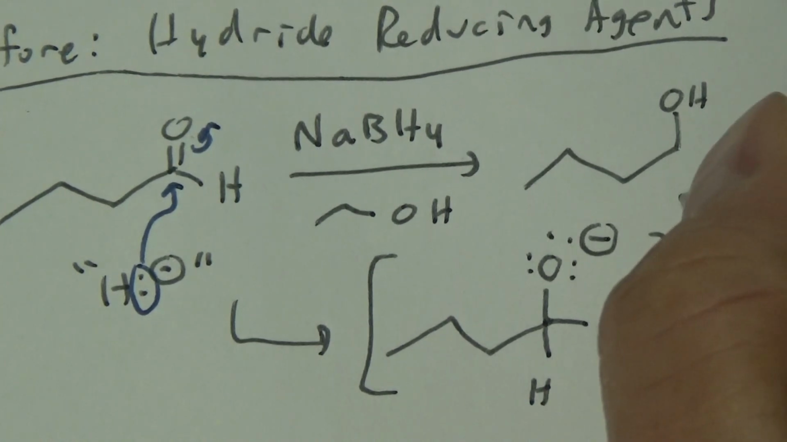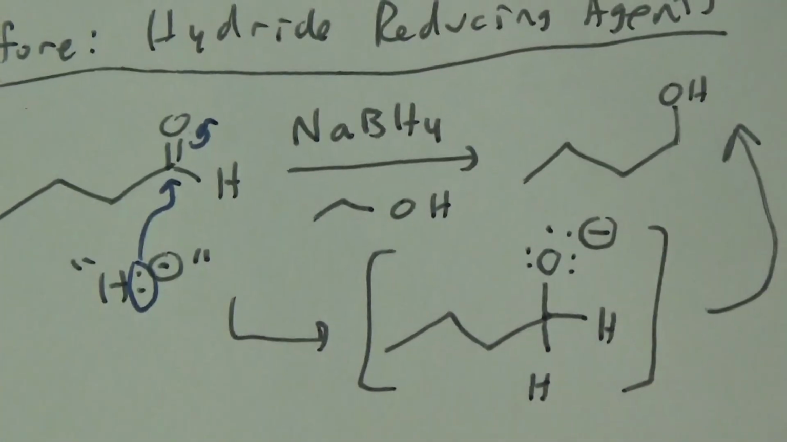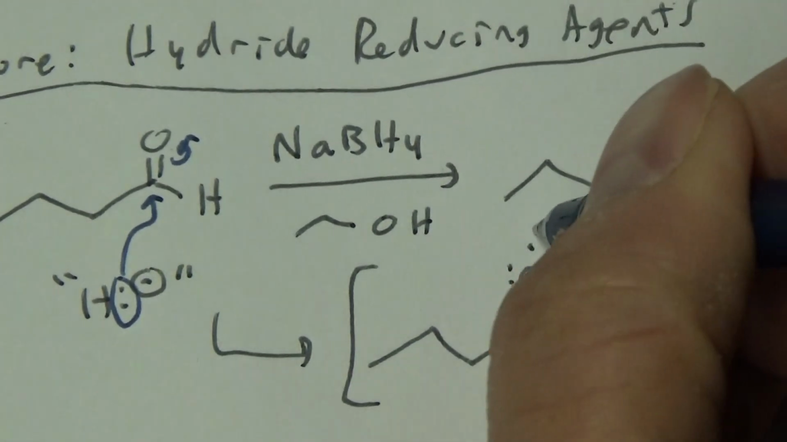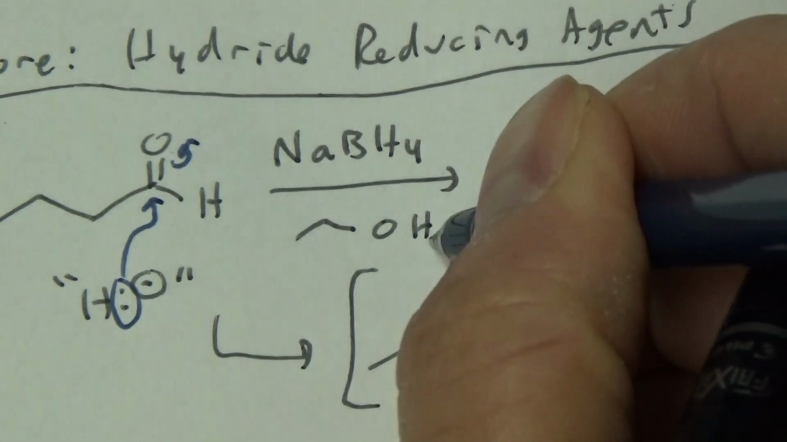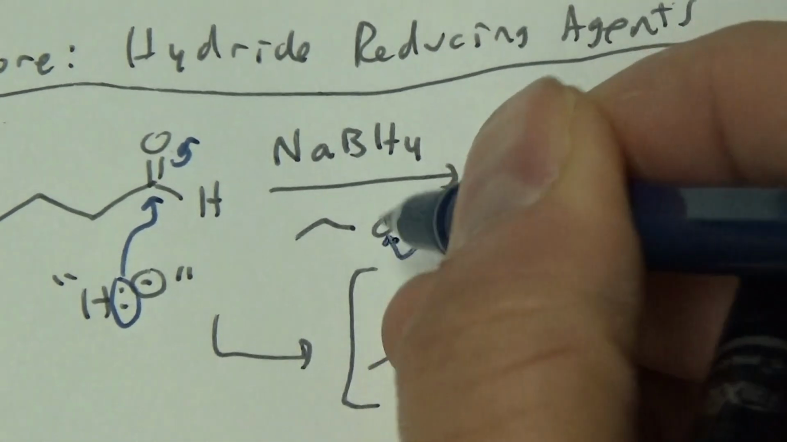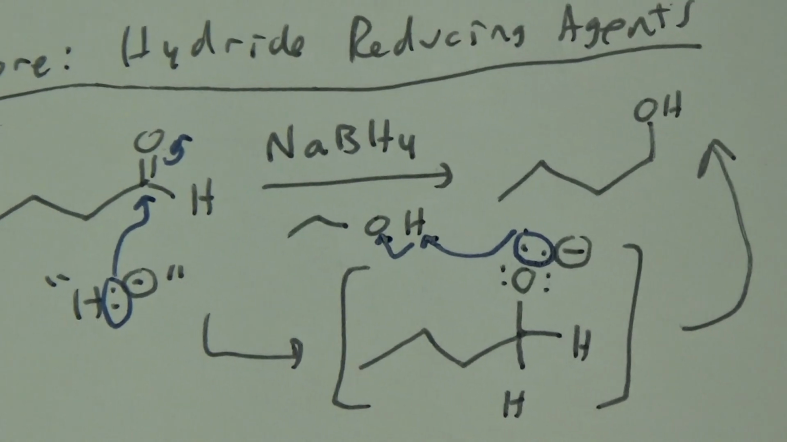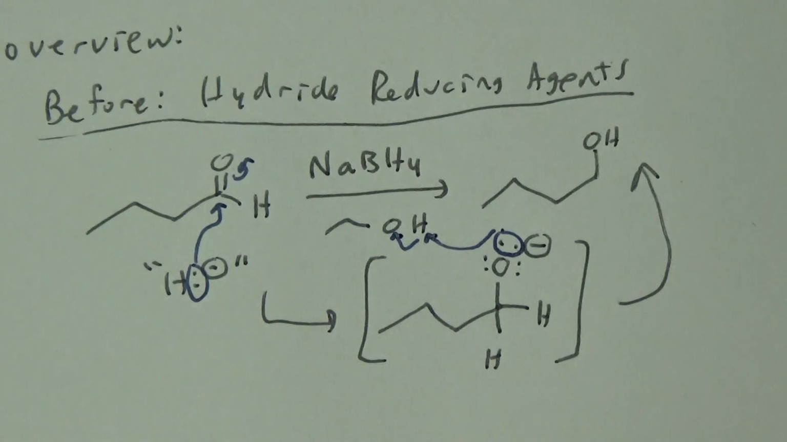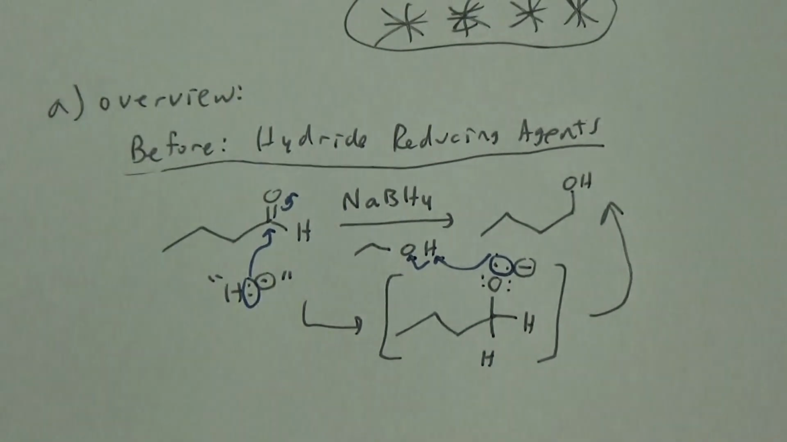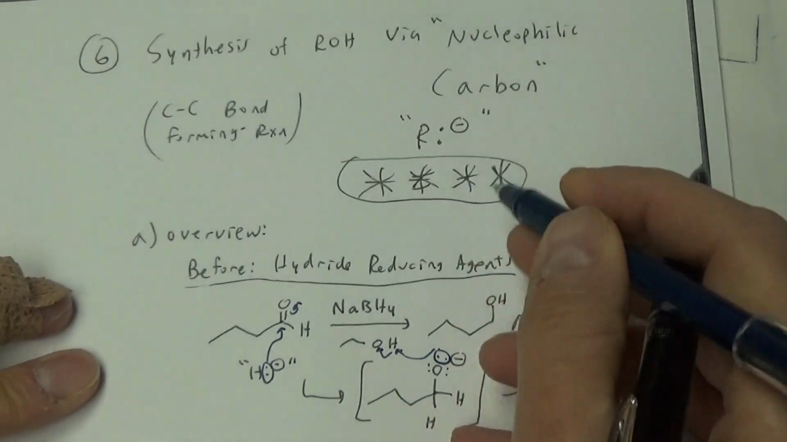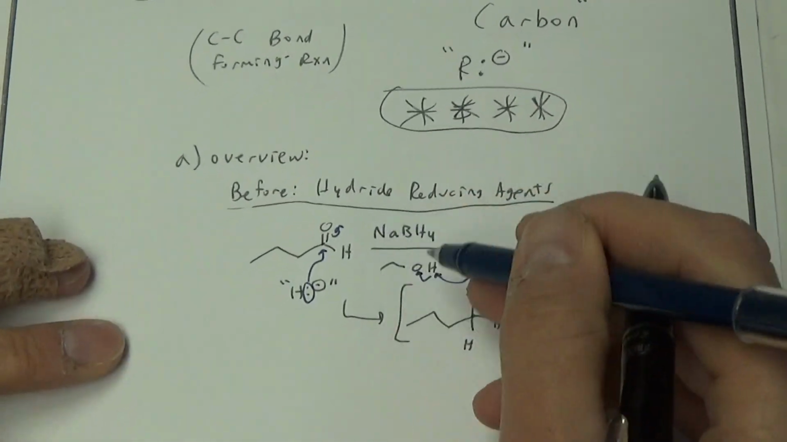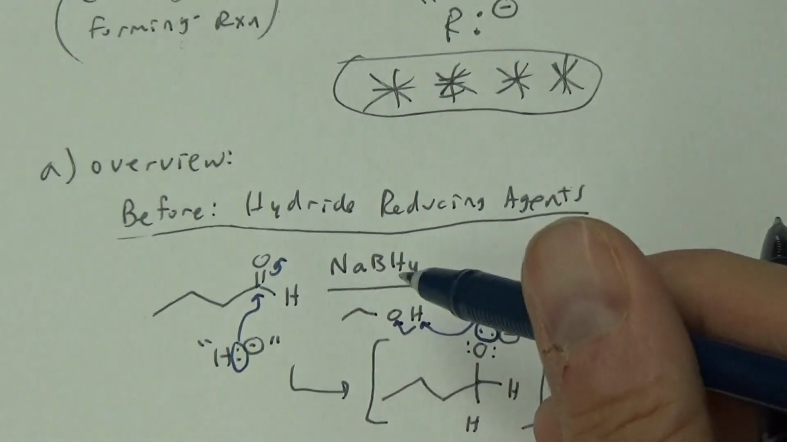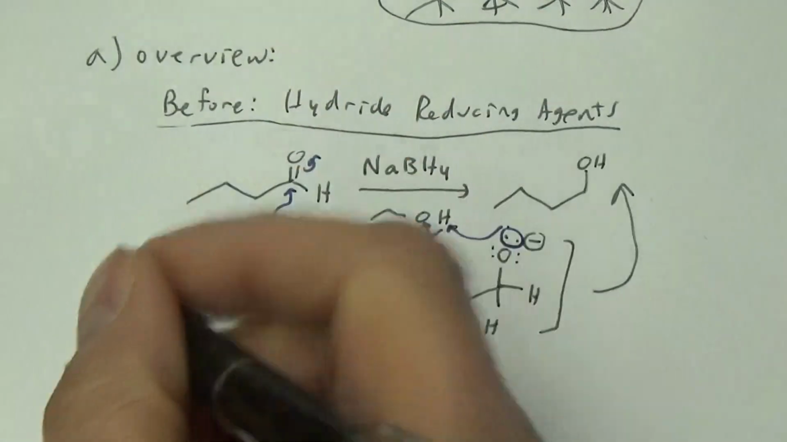Now where does the O minus get its proton from to make OH? From the ethanol. Right? That was the simplified mechanism for hydride reducing agents. So what's this whole crazy thing with multiple stars, asterisks, going to be? It's going to be a variation of this, but where we don't use H minus, we use R minus, some other thing.